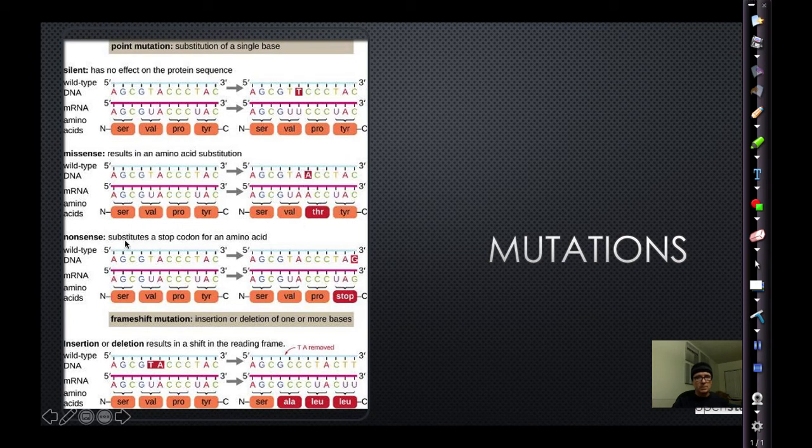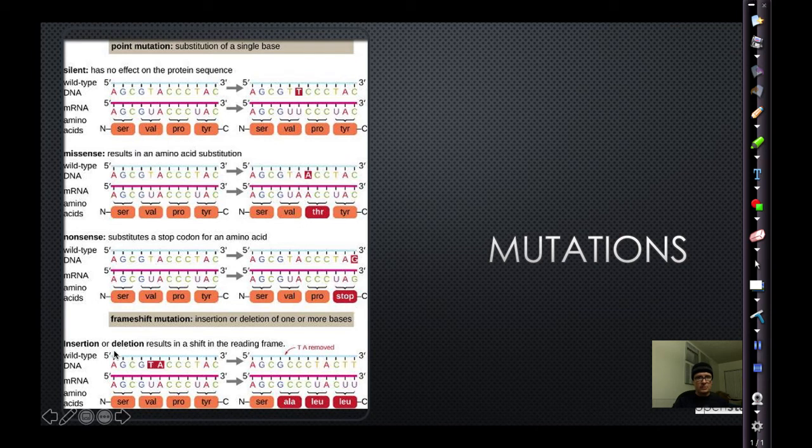Now a nonsense mutation, instead of a different amino acid, we make a stop codon. So as you can see here, we have TAC, we do a point mutation to TAG. That changes from a tyrosine to a stop codon. That is a nonsense mutation. So here we had a point mutation making a nonsense mutation.